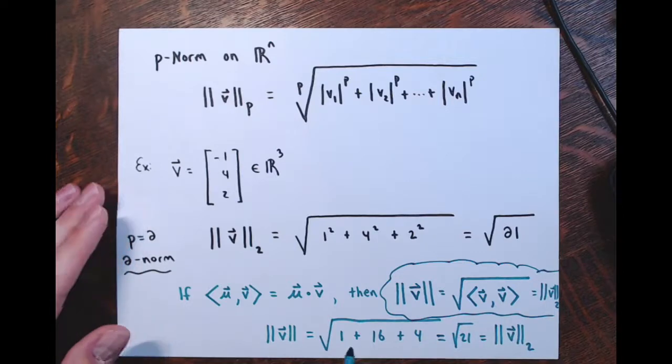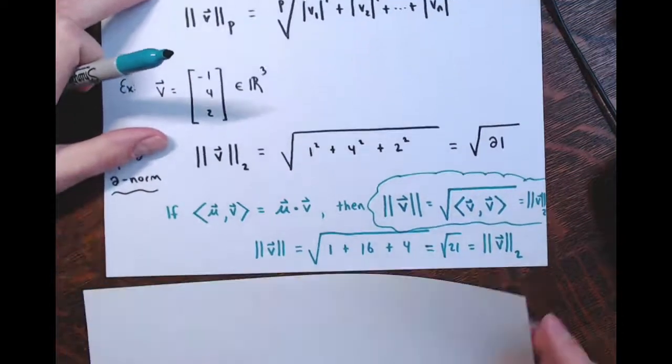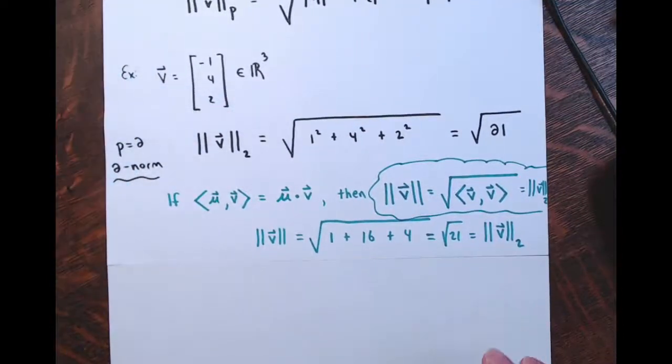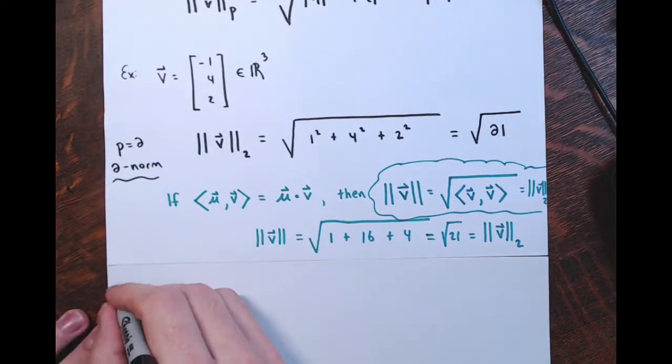Okay? Alright, so just one point about the 2 norm. Alright, well, let's keep going. So that was an example of the 2 norm on R3. Let's take this same vector and do the 3 norm.